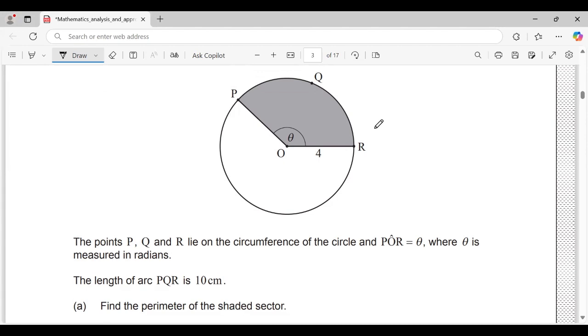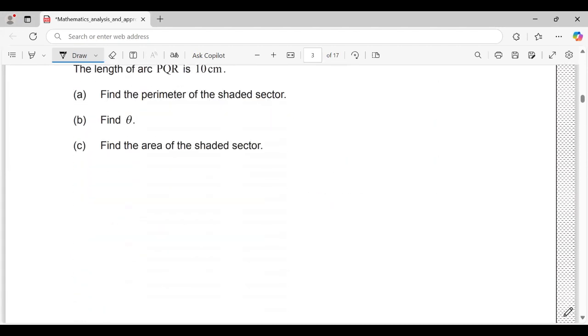So the perimeter is PQR plus 4 plus 4. PQR is 10. This is 4, this is 4. So 10 plus 4 plus 4. A, the perimeter equals 10 plus 4 plus 4, it is 18 centimeters.